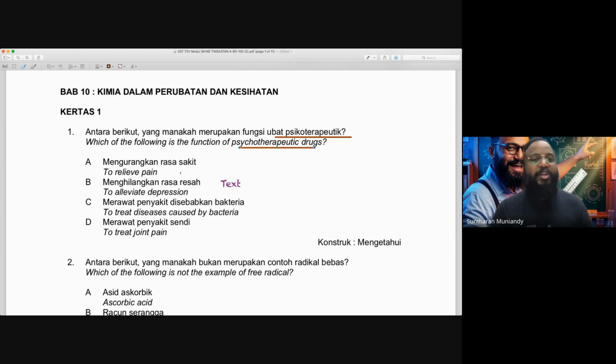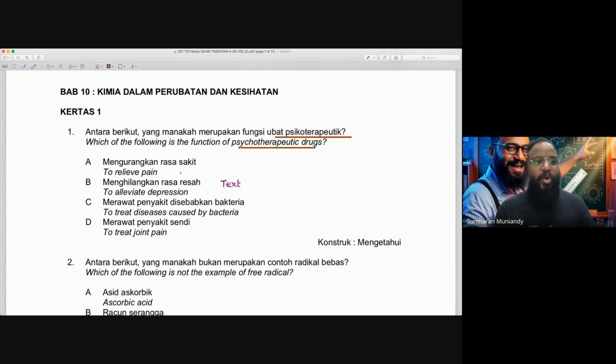To relieve pain, no. Pain is analgesic. Remember all these. Take note on that. Analgesics are something related to pain, your joint pain, your inflammation. That is something related to analgesic medicine. Psychotherapeutic is mental health. So, for example, depression, menghilangkan rasa resah. That is something to do with your psychotherapeutic drug.